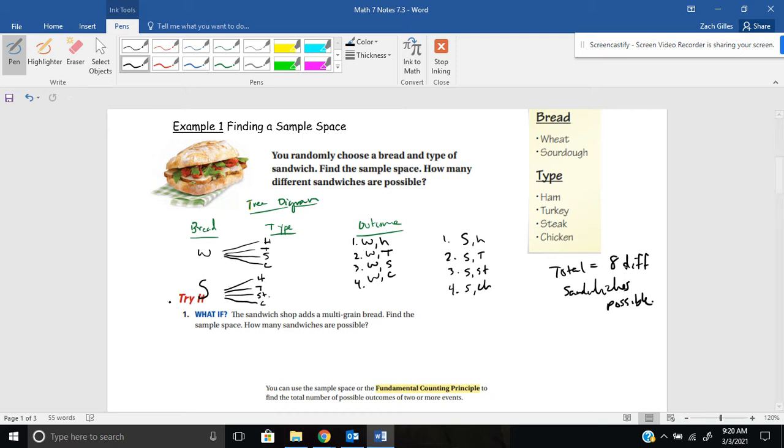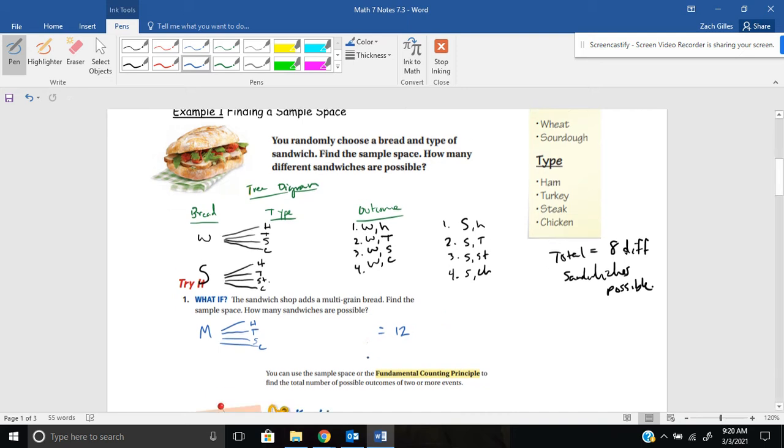All right, the try it says, what if the sandwich shop adds a multi-grain bread? Find the sample space and how many sandwiches are possible now. Okay, now we would just add another bread category. So now we add in an M for multi-grain, and then we still have all the different meat options. So ham, turkey, steak, and chicken. Okay, so we add 4 more to our total of 8. So how many sandwiches are possible? Well, 12 different sandwiches are now possible.